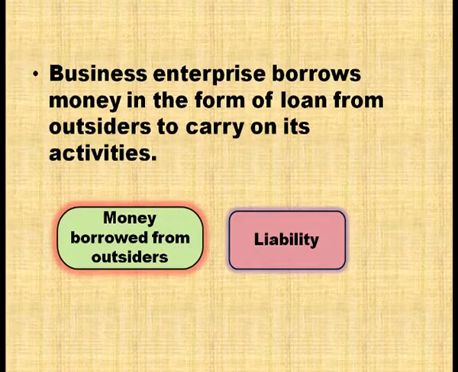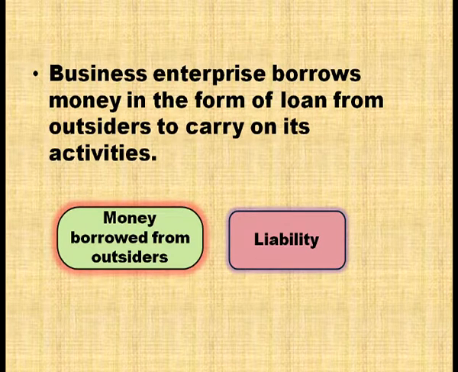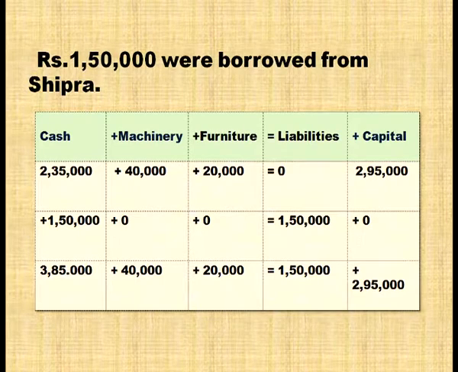Business enterprise borrows money in the form of loan from outsiders to carry its activity. Money borrowed from outsiders is a liability for the business. Rupees 1,50,000 were borrowed from Shipra. Cash is coming inside the business for rupees 1,50,000. So, in the cash column, you can add plus 1,50,000. It is borrowed from one party. So, liability is increasing, creditors increasing, Shipra being a creditor. So, in the liabilities column, you will add 1,50,000.